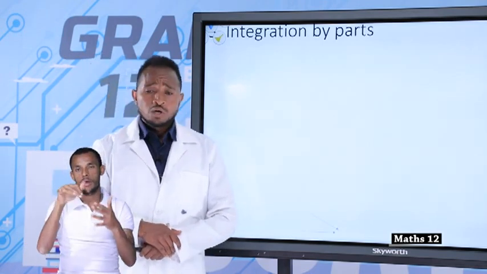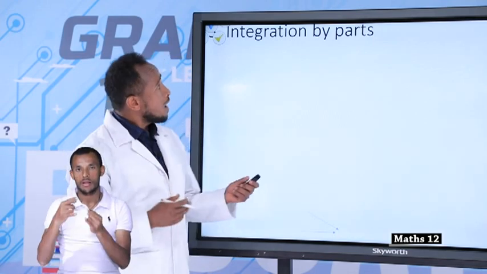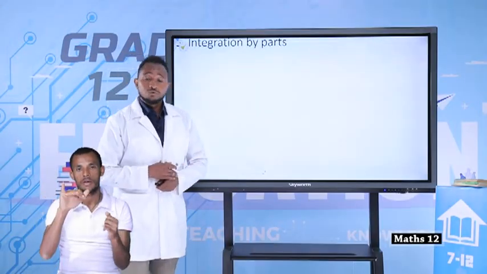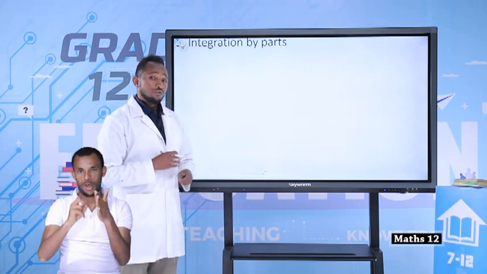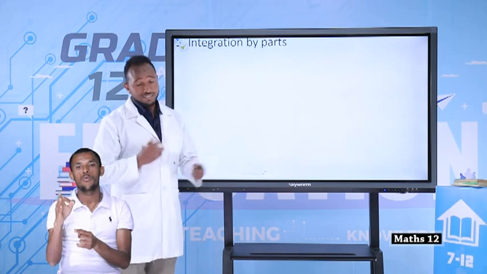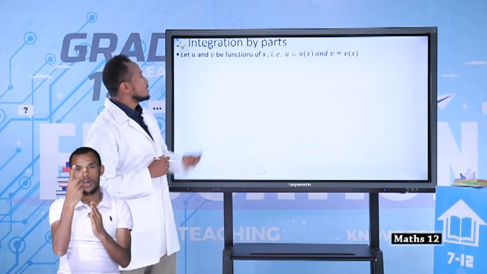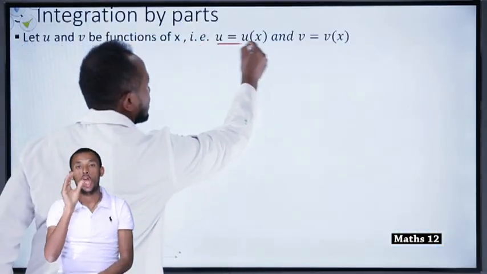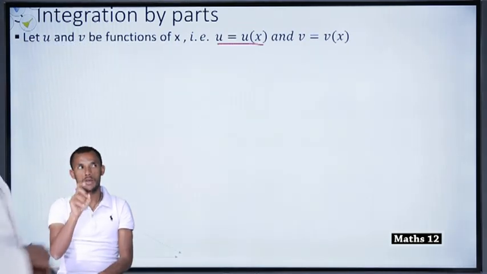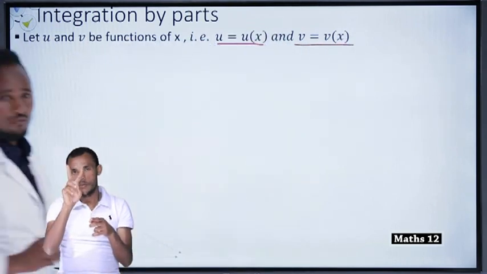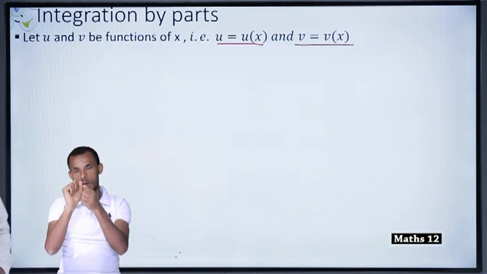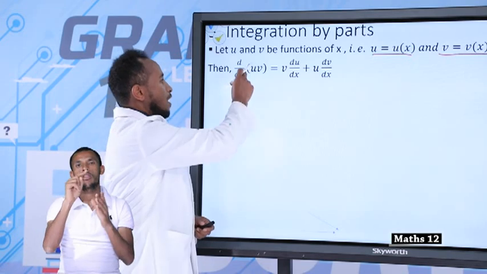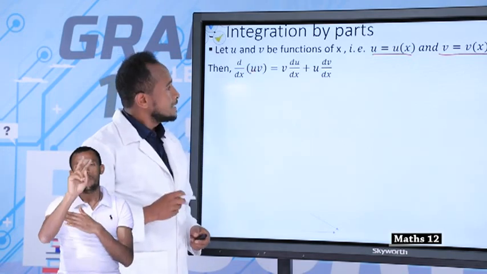Integration by parts. By the way, the formula for this technique was derived by using the product rule of differentiation of two functions. So let's assume two functions, u and v, be functions of x. Assume u to be a function u of x, and v to be a function v of x.